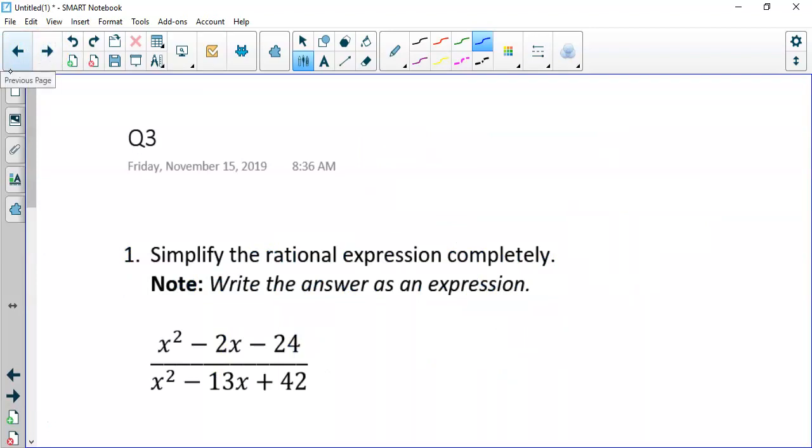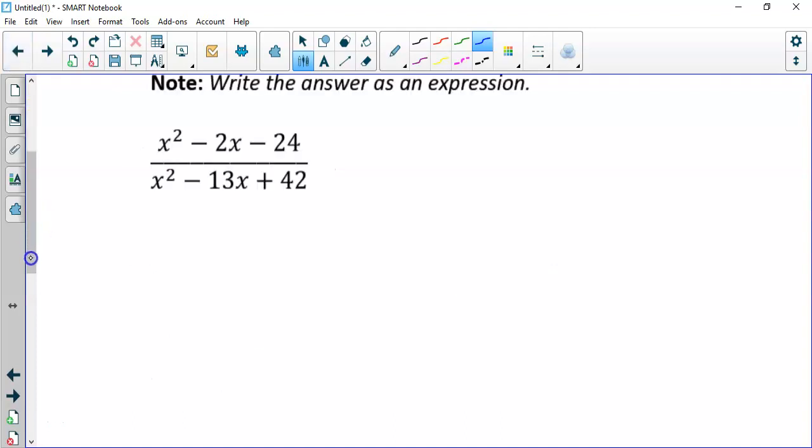Okay. Question 3. Simplify, simplify, simplify. And in order to simplify, what do you got to do first? Factor. So we got to take these and we need to factor them. Again, we're going to make it pretty straightforward. Your A is 1. So hopefully the factoring will be nice and quick. Because there is a lot of factoring. Yes, you have to factor the top and the bottom to simplify.